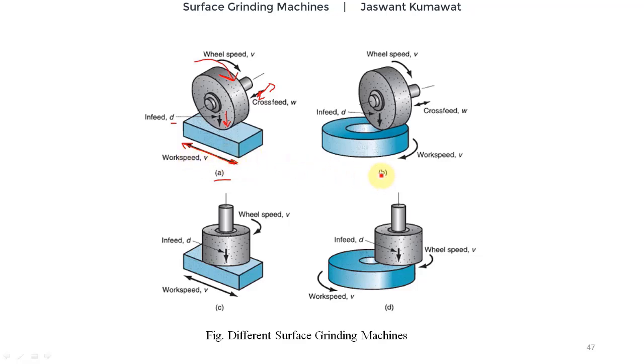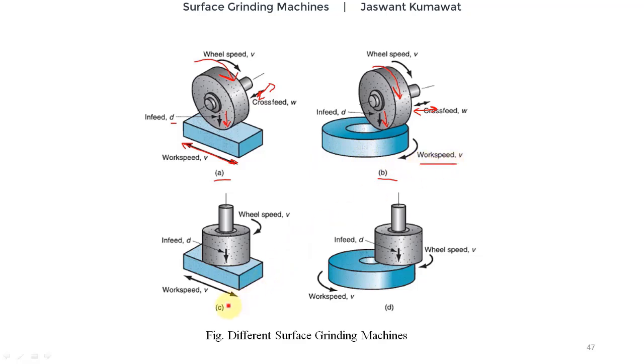Second type of grinding machine is this one, the horizontal spindle and rotating work table type grinding machine. Here the grinding wheel is situated on the horizontal axis or horizontal spindle and it is rotated and also given cross feed. Along with these two motions, it is also given in feed or depth of cut. The work is rotated on a rotary table.